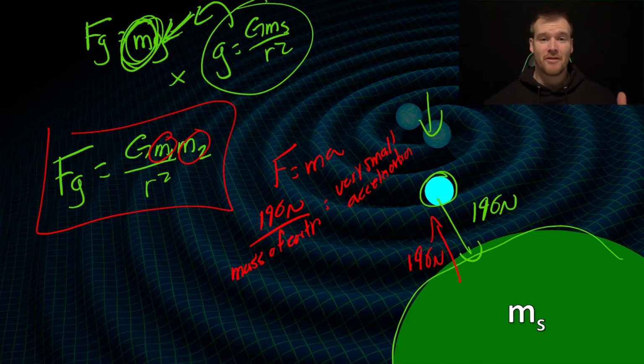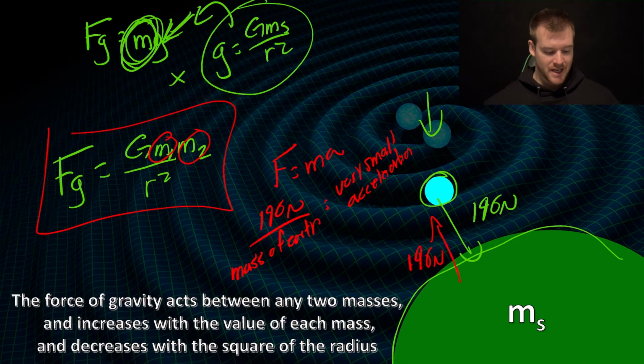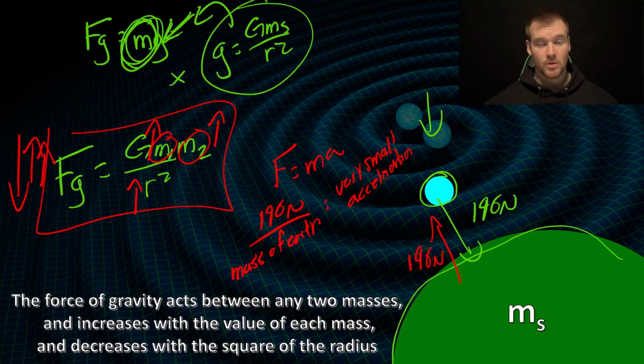And so to sum up, gravity, or the force of gravity, is a force that acts between any two masses. Both masses are important, and it increases with the value of each mass, saying if I increase this mass, Fg goes up. If I increase this mass, Fg goes up. And that is going to decrease with the square of the radius. So as the radius goes up, force of gravity will go down a lot because that radius is squared.